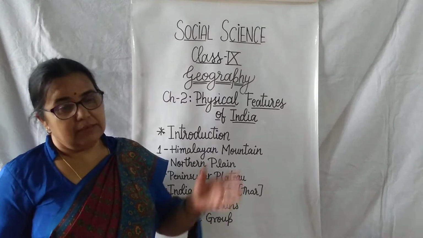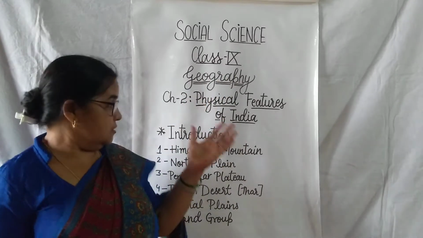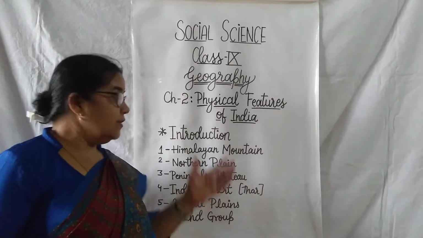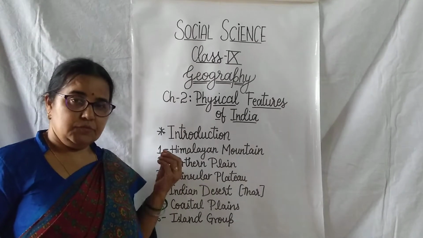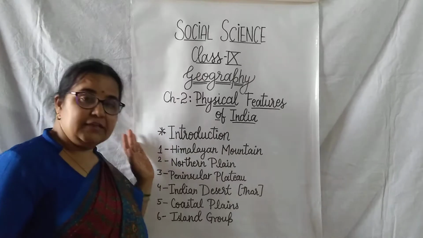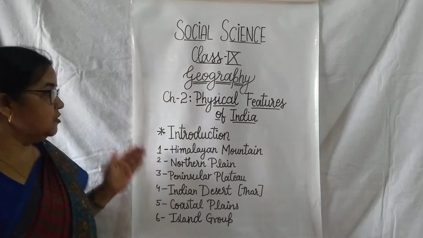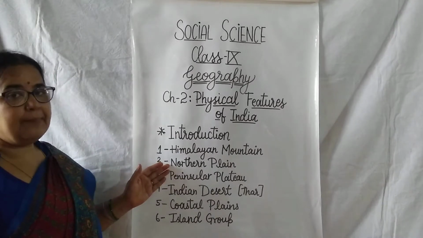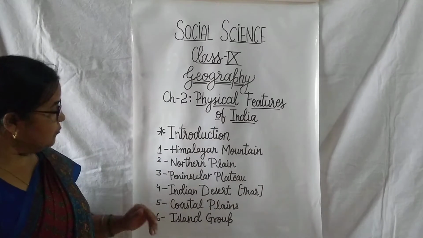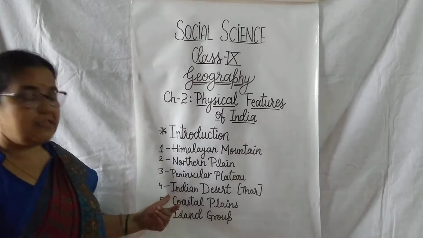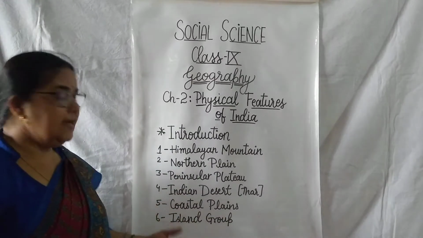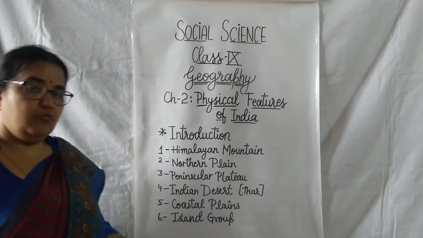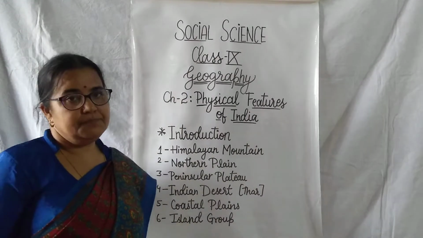These features which I have written in this particular chapter we will read in a very detailed way. So first I will tell you what the features are. The first feature which we will read about India is the Himalaya mountain. Then we will read about the northern plain, peninsula plateau, Indian desert, which is the Thar desert, coastal plain, and islands. These are 6 main features which we will read in this chapter one by one.